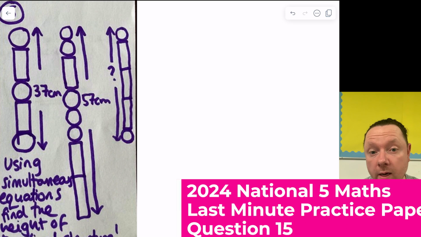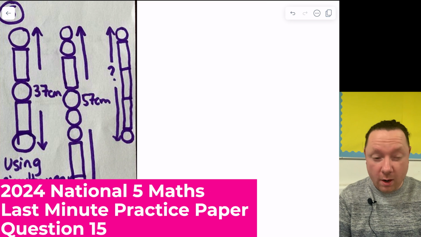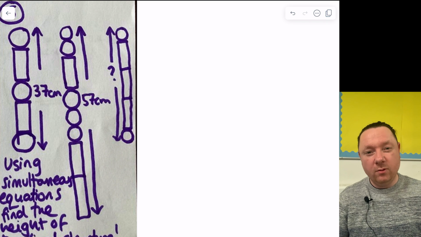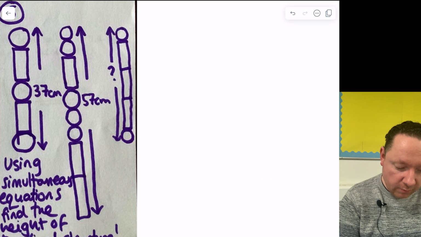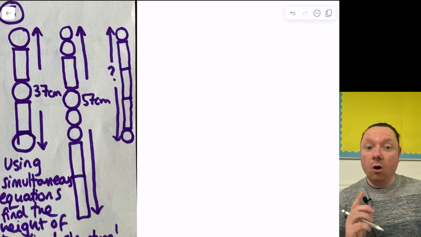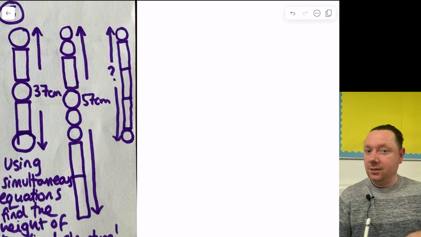And we're done there. 2024 National 5 Maths Mock Paper 1. So we've got this diagram. It says using simultaneous equations, find the height of the final structure. So just a bit of a weirdly worded simultaneous equations question. But we just need to make two equations. So we'll see we've got circles and we've got rectangles. We're going to assume for this question, of course, that all the circles and all the rectangles are the same size. Otherwise it doesn't work.